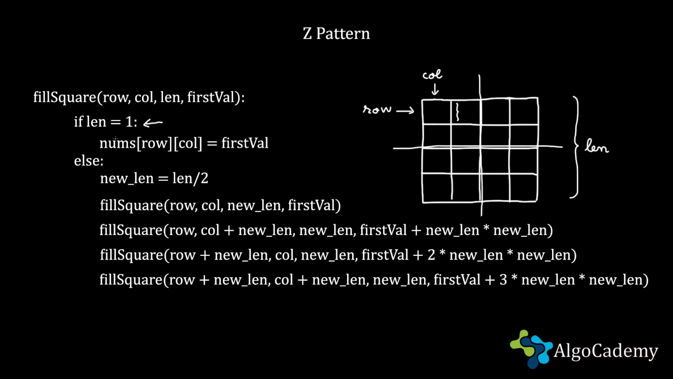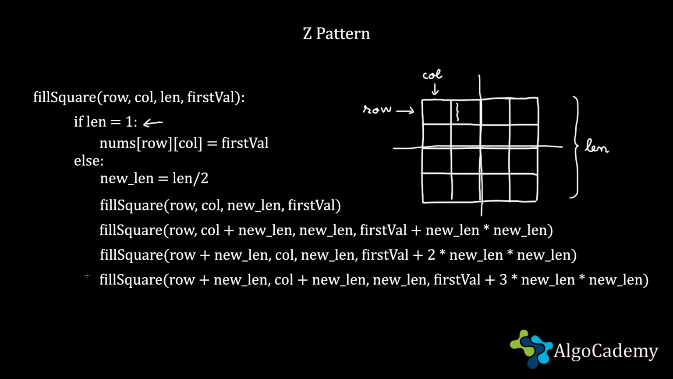Else, if len is greater than 1, like it is in this example, then we need to find a way of expressing each of the 4 quadrants, right? Express each of them in terms of row, col, len, and first val. So we can call the fill square function 4 more times with the right arguments to make sure that it's going to solve each of those quadrants.